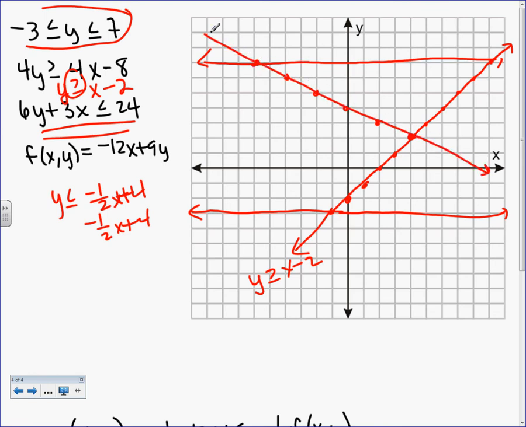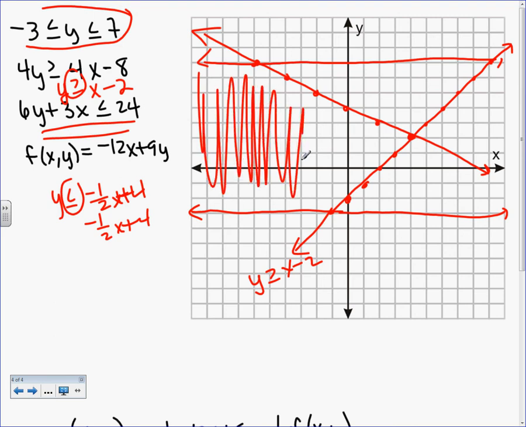Did you guys get that? And where do I shade on this one? Below, right? So here is my shaded region. I want to pause. You guys ask me a question if you have something. You graph the lines, you shade.